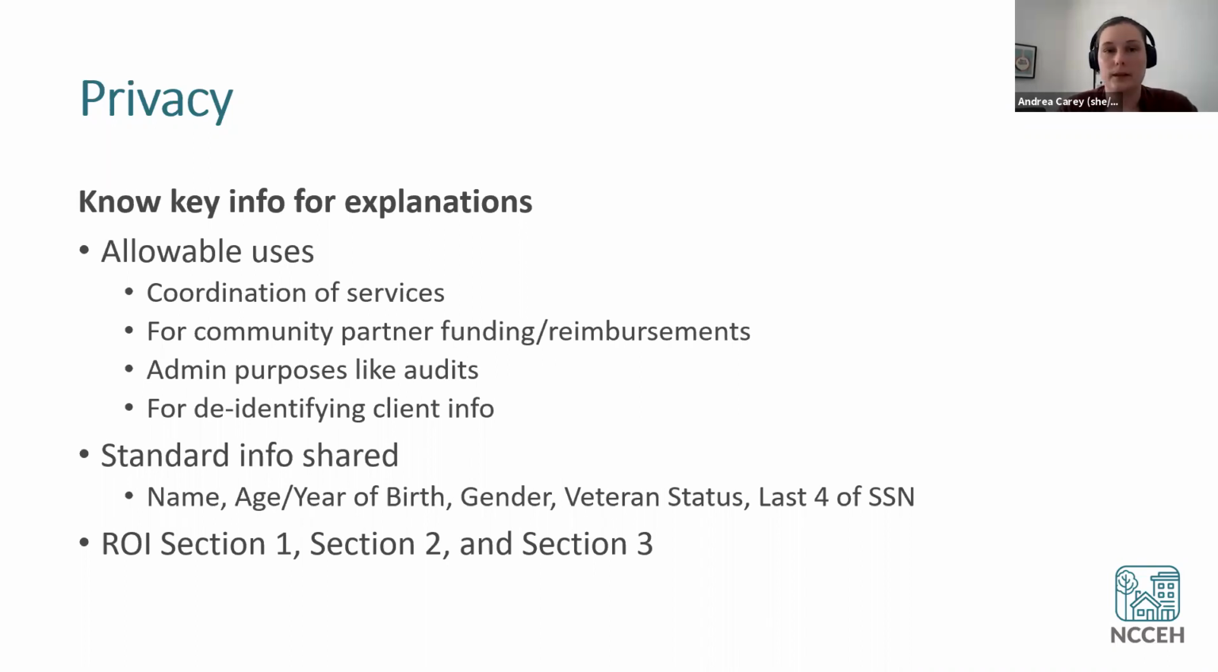All right, we also really want to be clear about what is shared in HMIS, what the standard recommendations are, and what the options are for that. In particular, it's really important to have a firm grasp of what is the standard information shared. This standard information is referenced in ROI section 1 and includes each of these data elements: name, age or year of birth, gender, veteran status, and the last four of the Social Security number.